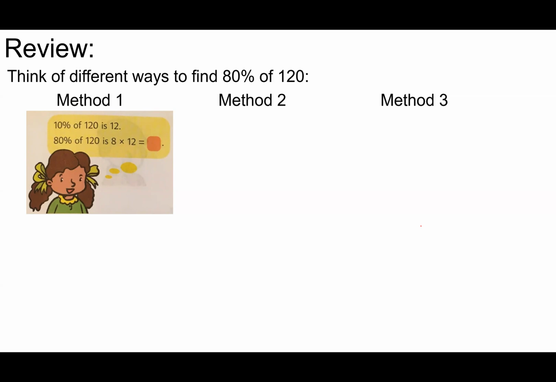What is it, Owen? Yeah, it's 96. Good. So she comes up with 96 on that answer.